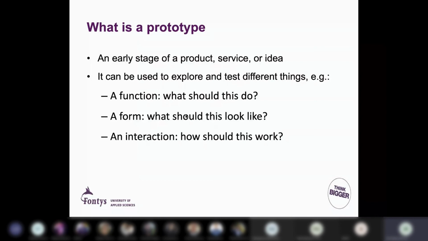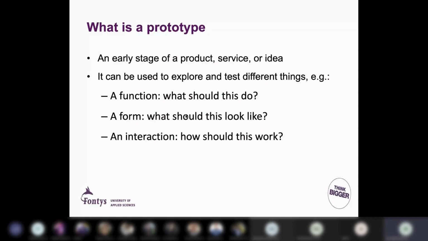If you look into the etymology of this proto word, it means origin. It means first. So that's what we said, an early stage of a product. So it's depicting the first ideas that you come up with, and you need to validate. Okay, so not a finalized product.